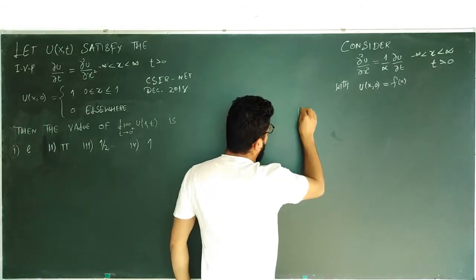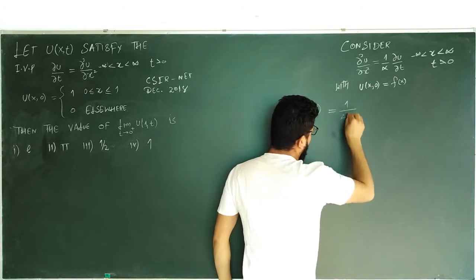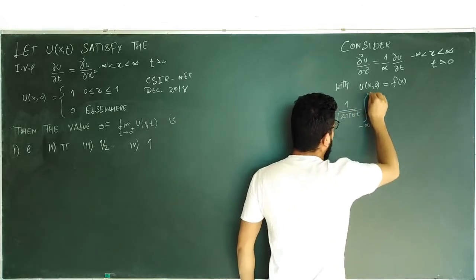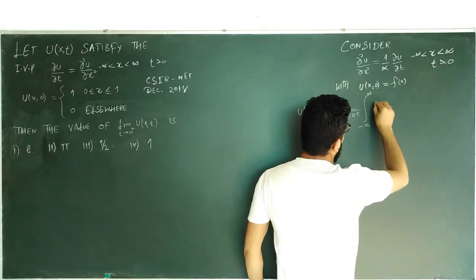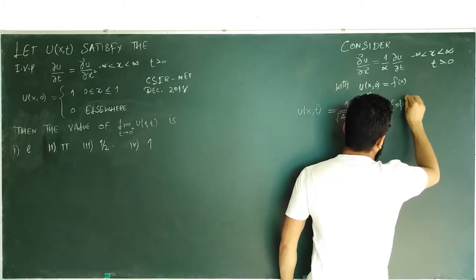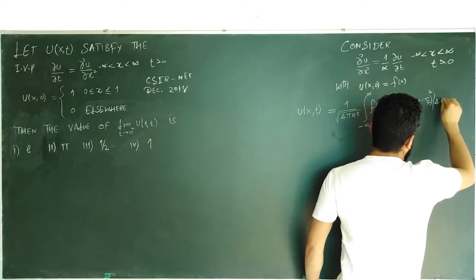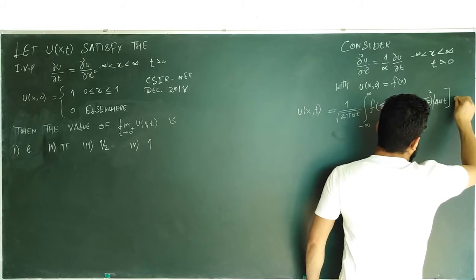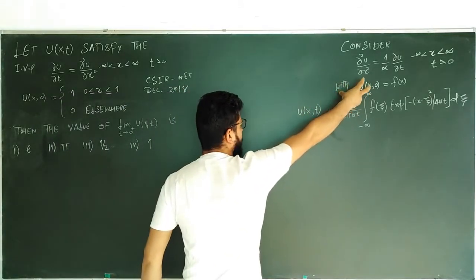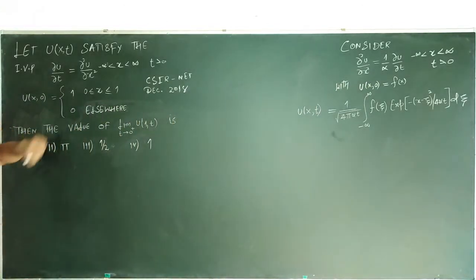Now the solution of this, if it is of this type, is 1 upon the square root of 4 pi alpha t, times the integral from negative infinity to infinity of f of psi, times the exponential of negative (x minus psi) whole square upon 4 alpha t, d psi. So if the diffusion equation is of this type and x is infinite, then the solution can be obtained using this. Now if you just look at this, it is of this type.